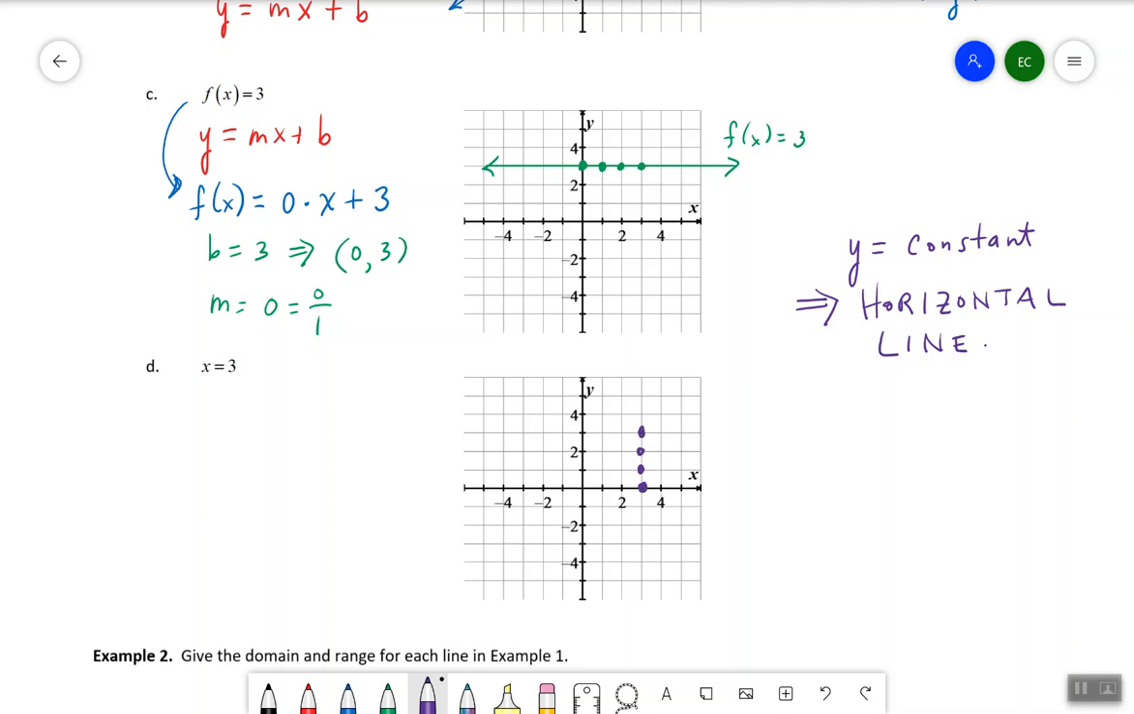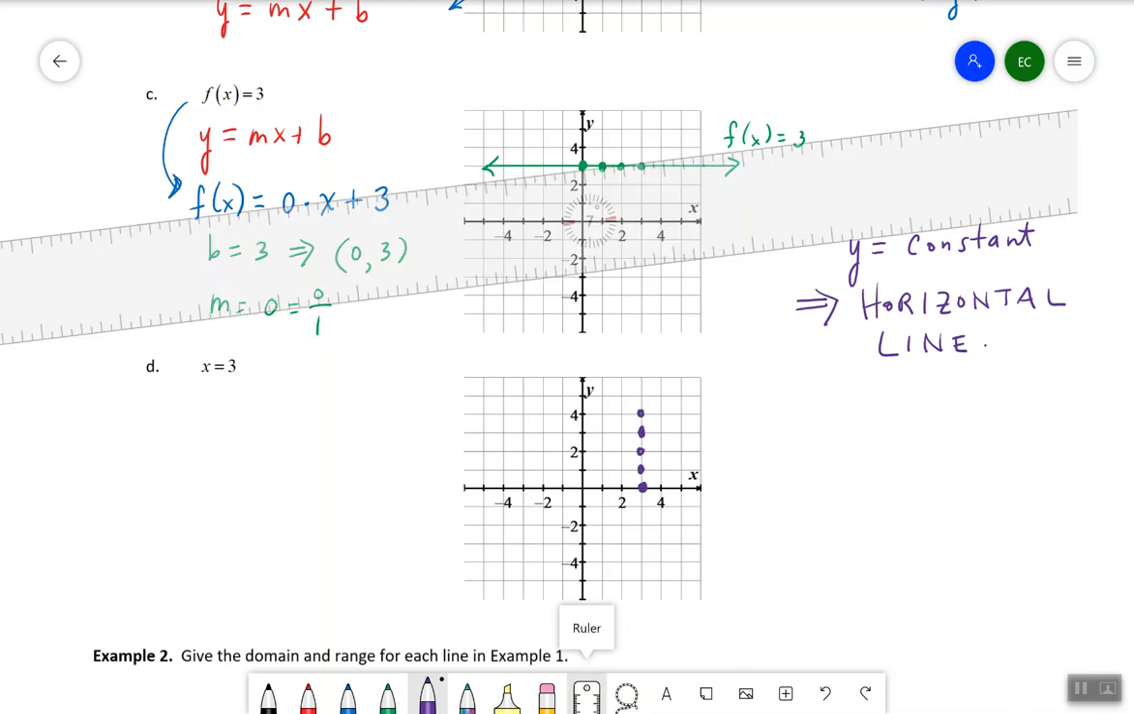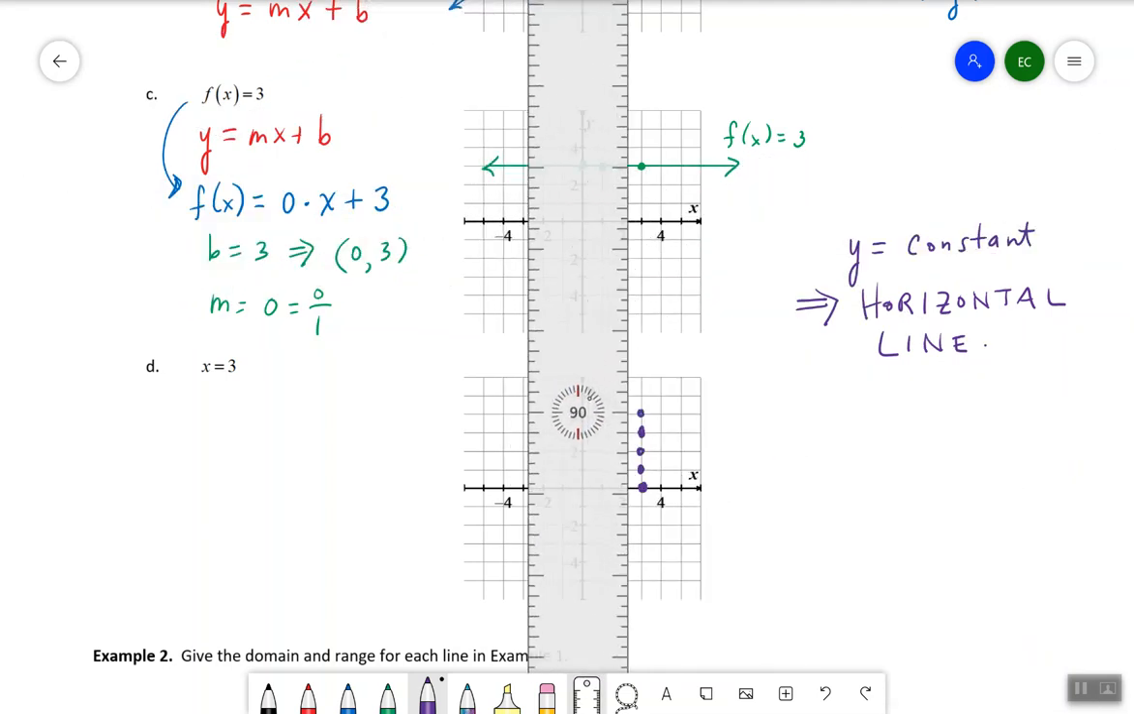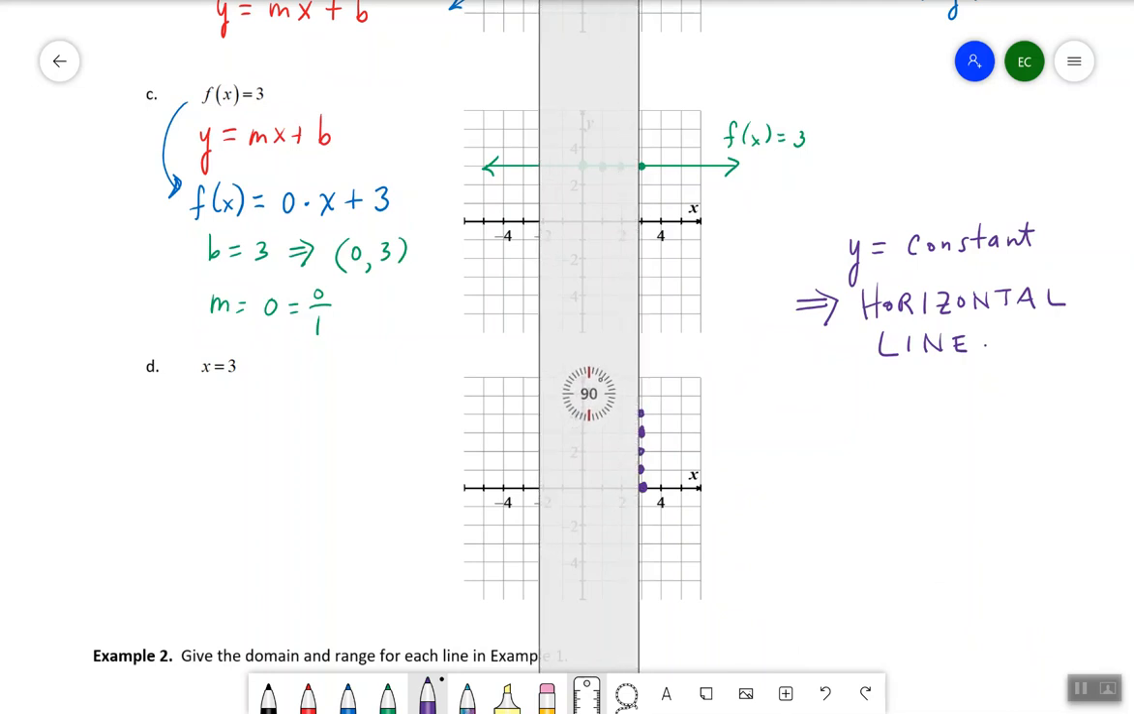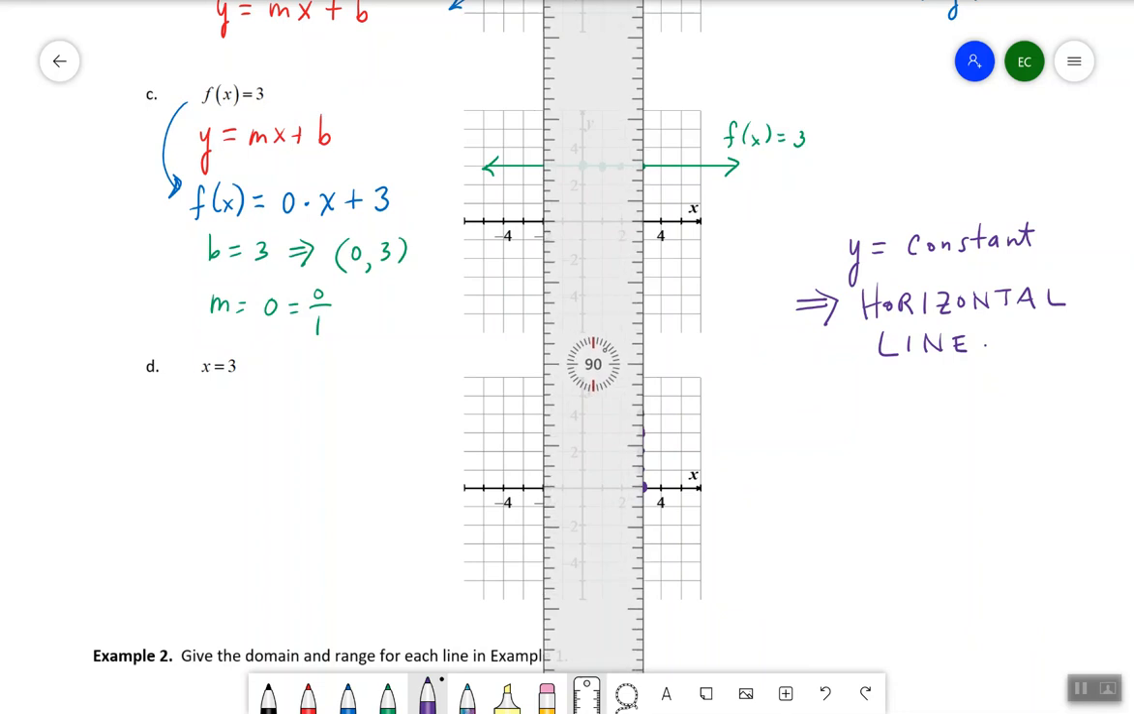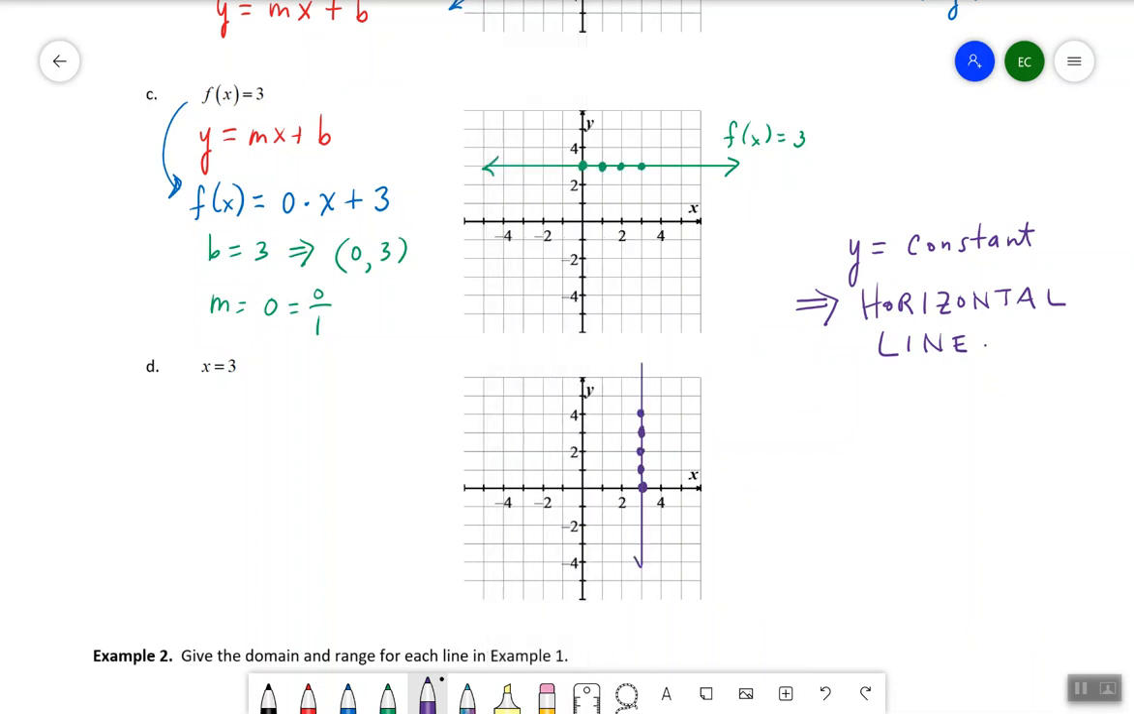y can be 0 or 1 or 2 or 3. And then we can graph this. This line now is vertical. And so here's x equals 3. So if we have x equals a constant, then we have a vertical line.